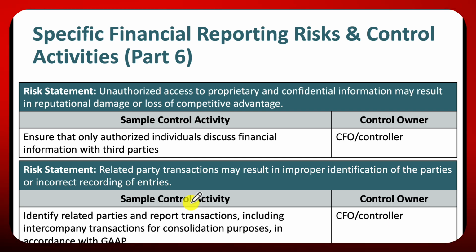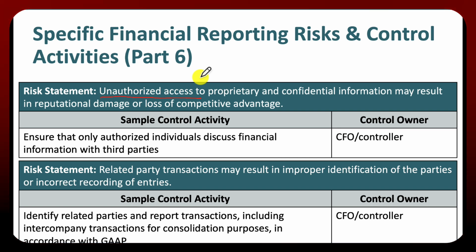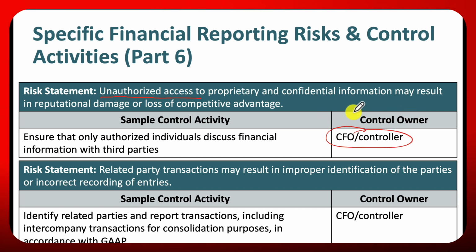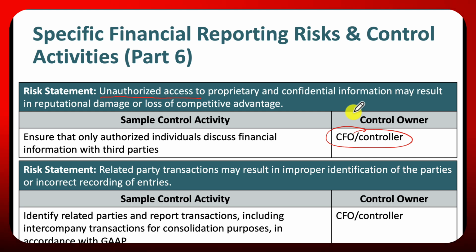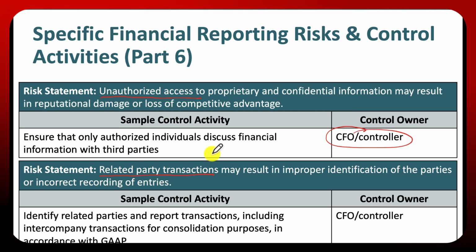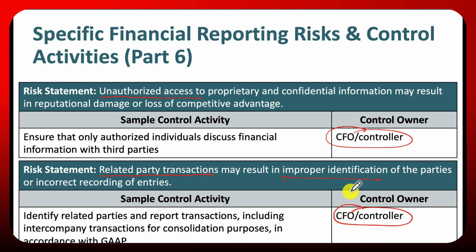We might run the risk of unauthorized access, right, to, again, our proprietary and confidential information. And in this case, the CFO and controller would just make sure that only authorized individuals are discussing this information with third parties. Additionally, we might run the risk of related party transactions that could be improperly identified or incorrectly recorded. And in this case, the CFO or controller would want to identify related parties and report those transactions, especially intercompany transactions for consolidation purposes, making sure that we report this according to GAAP.